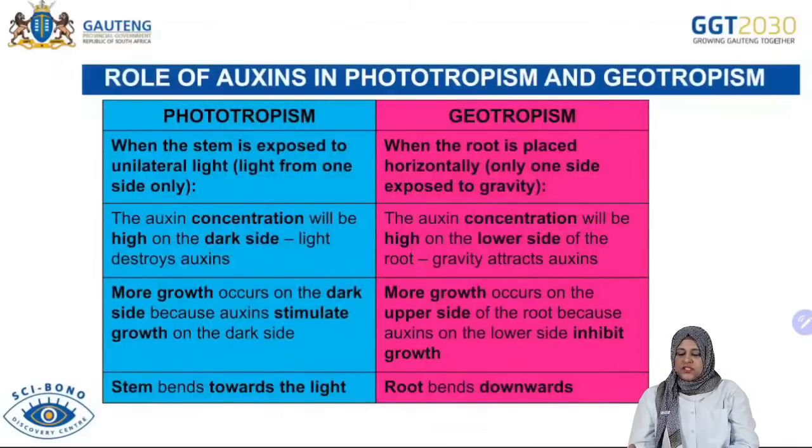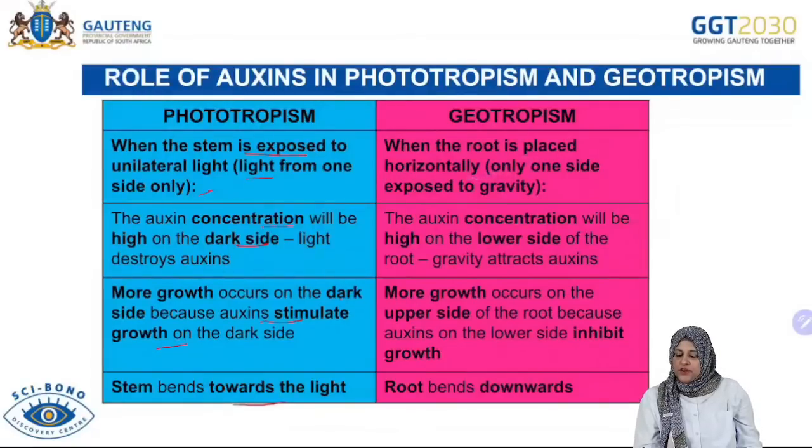Right. The role of auxins in phototropism: when a stem is exposed to unilateral light, that's light from one side, the auxin concentration will be high on the dark side because light destroys auxins. More growth occurs on the dark side because auxins stimulate growth on the dark side. The stem bends towards the light.